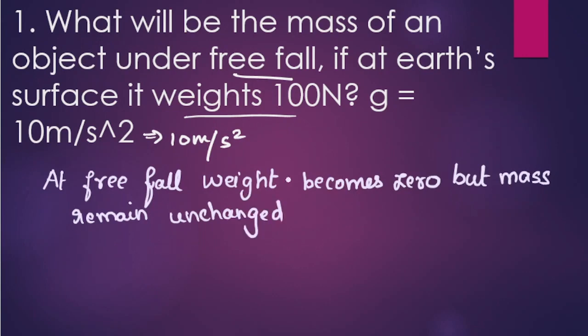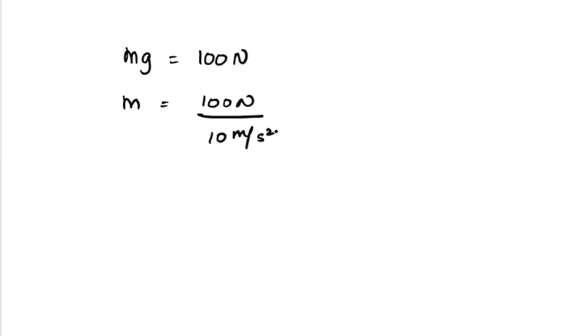So in this case, they have given that at the Earth's surface, it weighs 100 Newton. So your mg is equal to 100 Newton. Already we know that our g is equal to 10 meter per second square. So your m is equal to 100 Newton by 10 meter per second square. So 10, 1, 0, 1, 0 cancel. So your m is equal to 10 kg. Your mass is 10 kg.